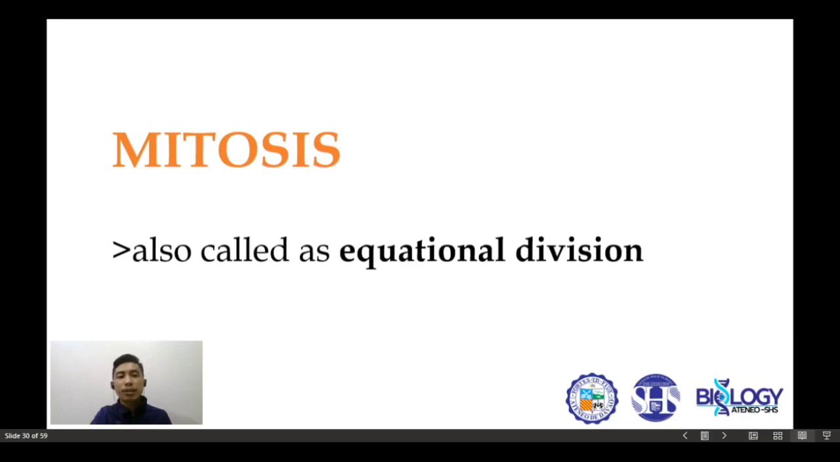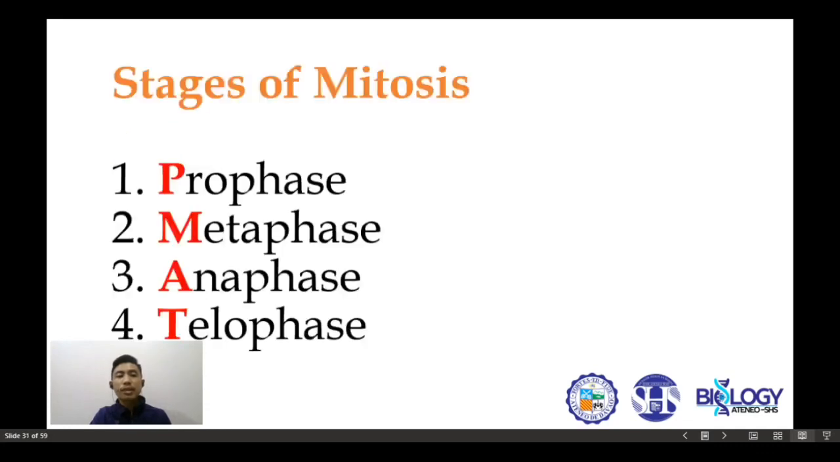This means that the daughter cells produced after mitosis have the same amount of genetic material. Also, the chromosome number of the daughter cells is the same as the chromosome number of the parent cell. And again, mitosis has four phases, which might sound familiar to you. These are the prophase, metaphase, anaphase, and telophase, which happen in sequence. To easily memorize them, just remember PMAT: P for prophase, M for metaphase, A for anaphase, and T for telophase.